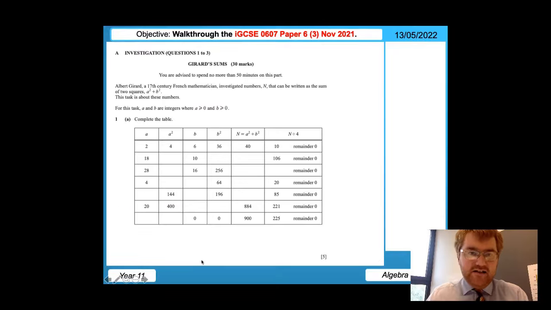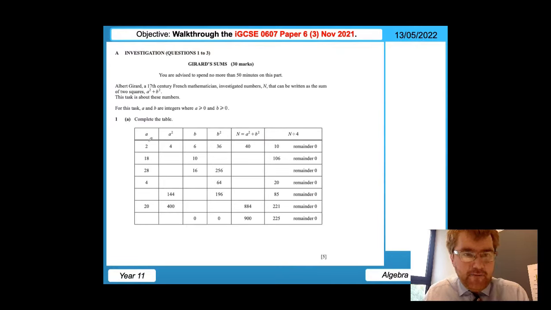Alright, let's get started. So we're going to work with Girard's sums here. Albert Girard, I'm obviously destroying the pronunciation here, a 17th century mathematician, investigated these numbers, which are essentially sums of square numbers. And a classic thing that you often have to do on an investigation paper is fill in the gaps, so complete the table. So it's just about understanding exactly what the table means here.